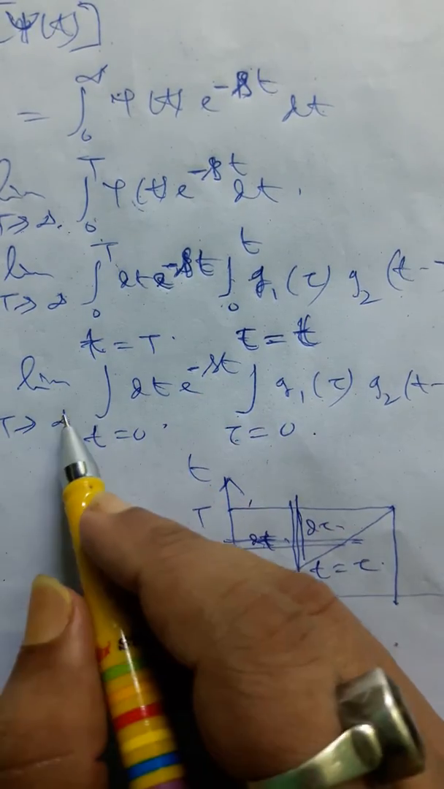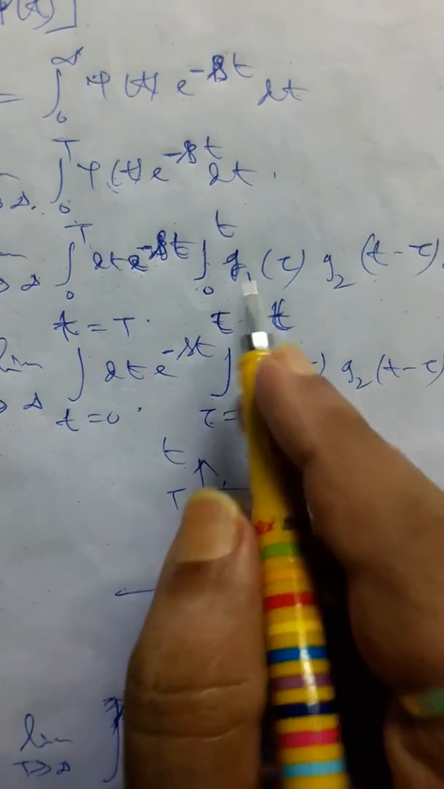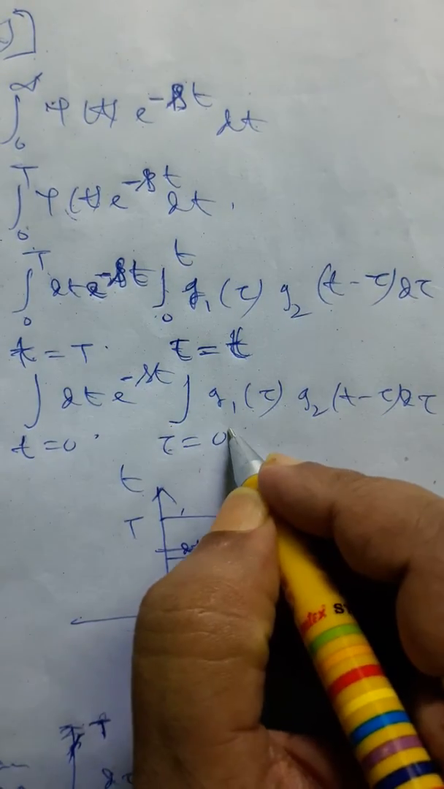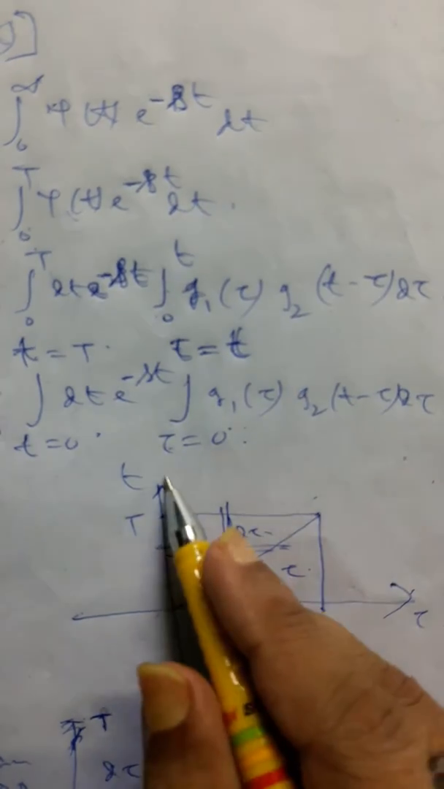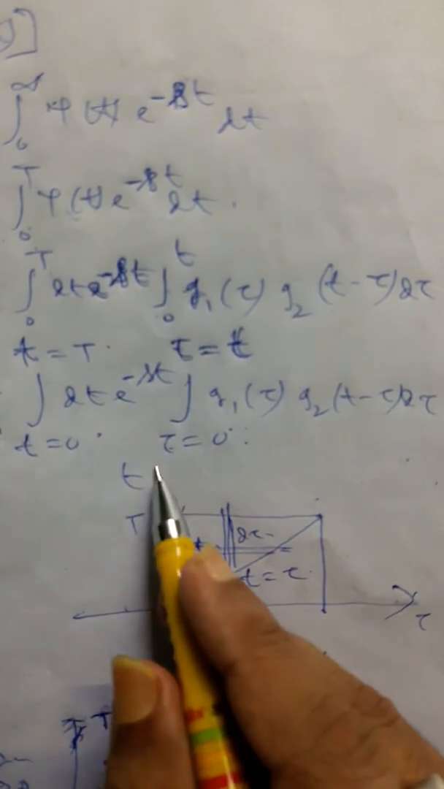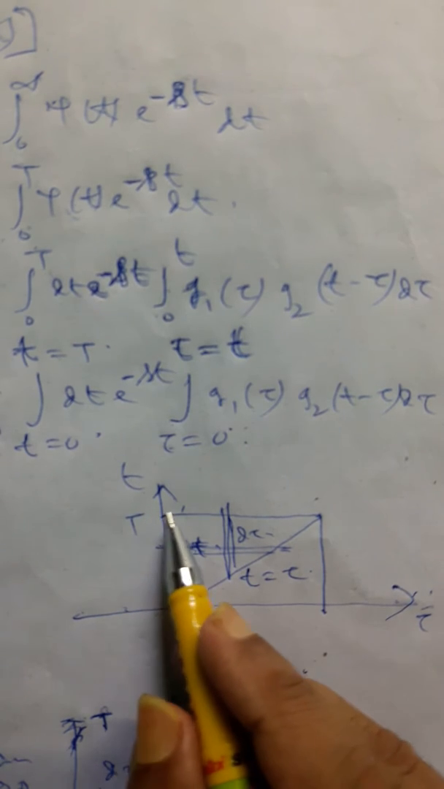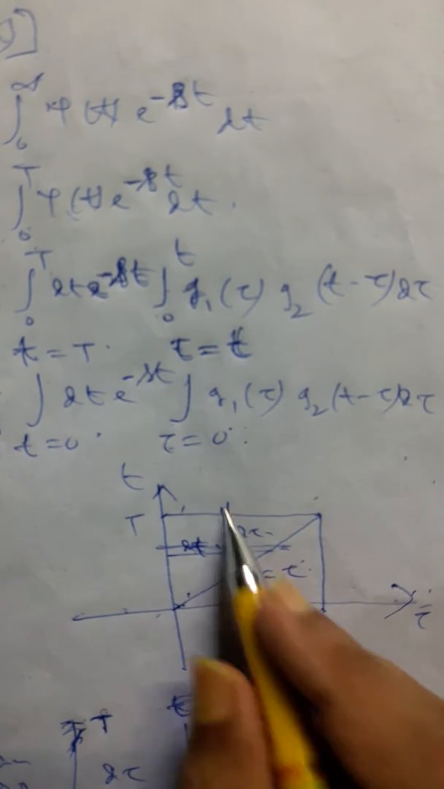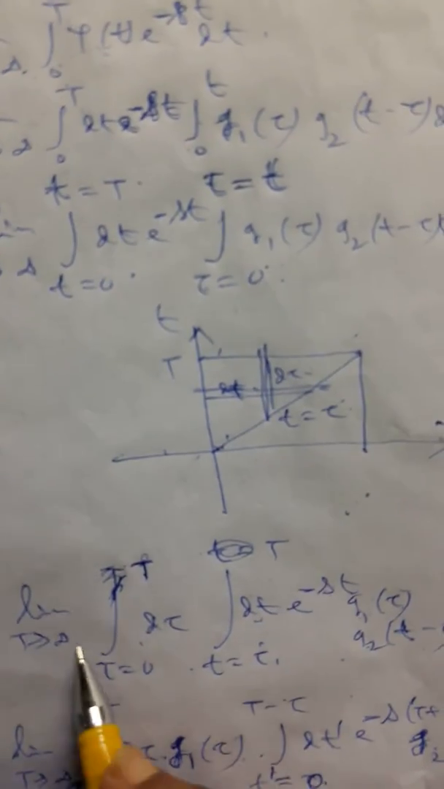Since t tends to infinity, we have the range 0 to capital T, and for the integration with respect to tau, tau equals 0 to tau equals t. So we take a rough pictorial representation. Here is a graph of t and tau, where t goes up to a maximum of capital T, which tends to infinity, with tau running from 0 to t. Now changing the order of the integrations is very important.